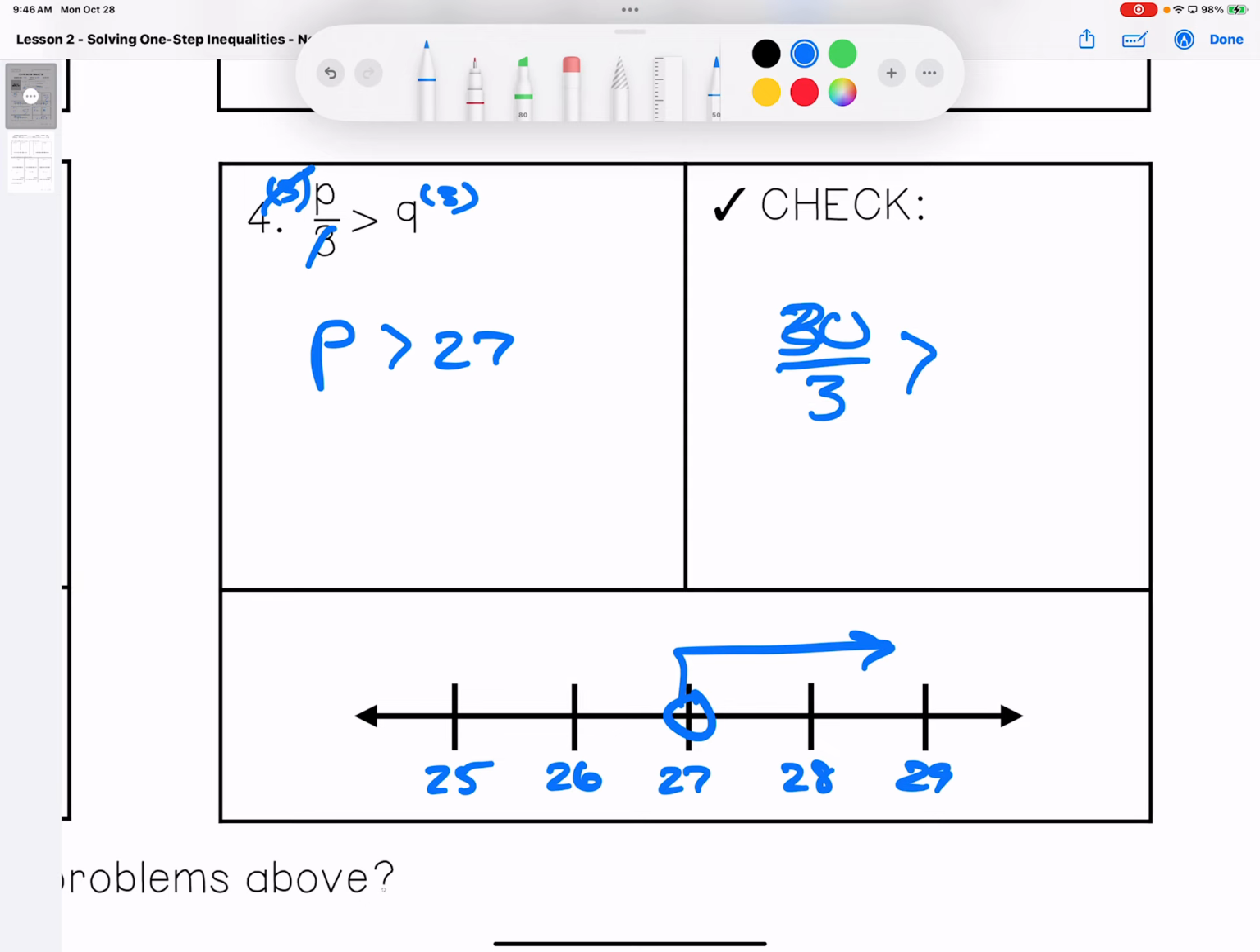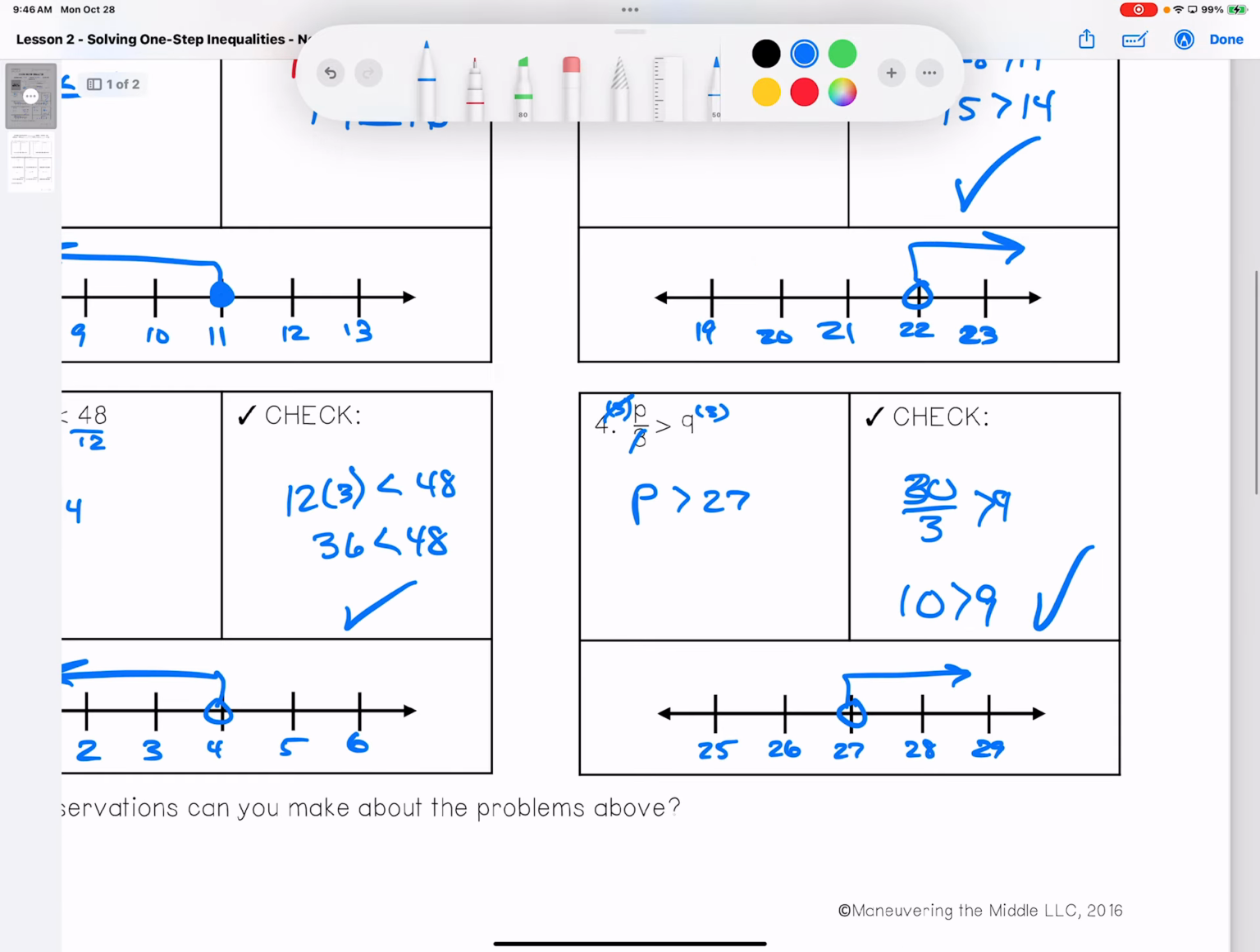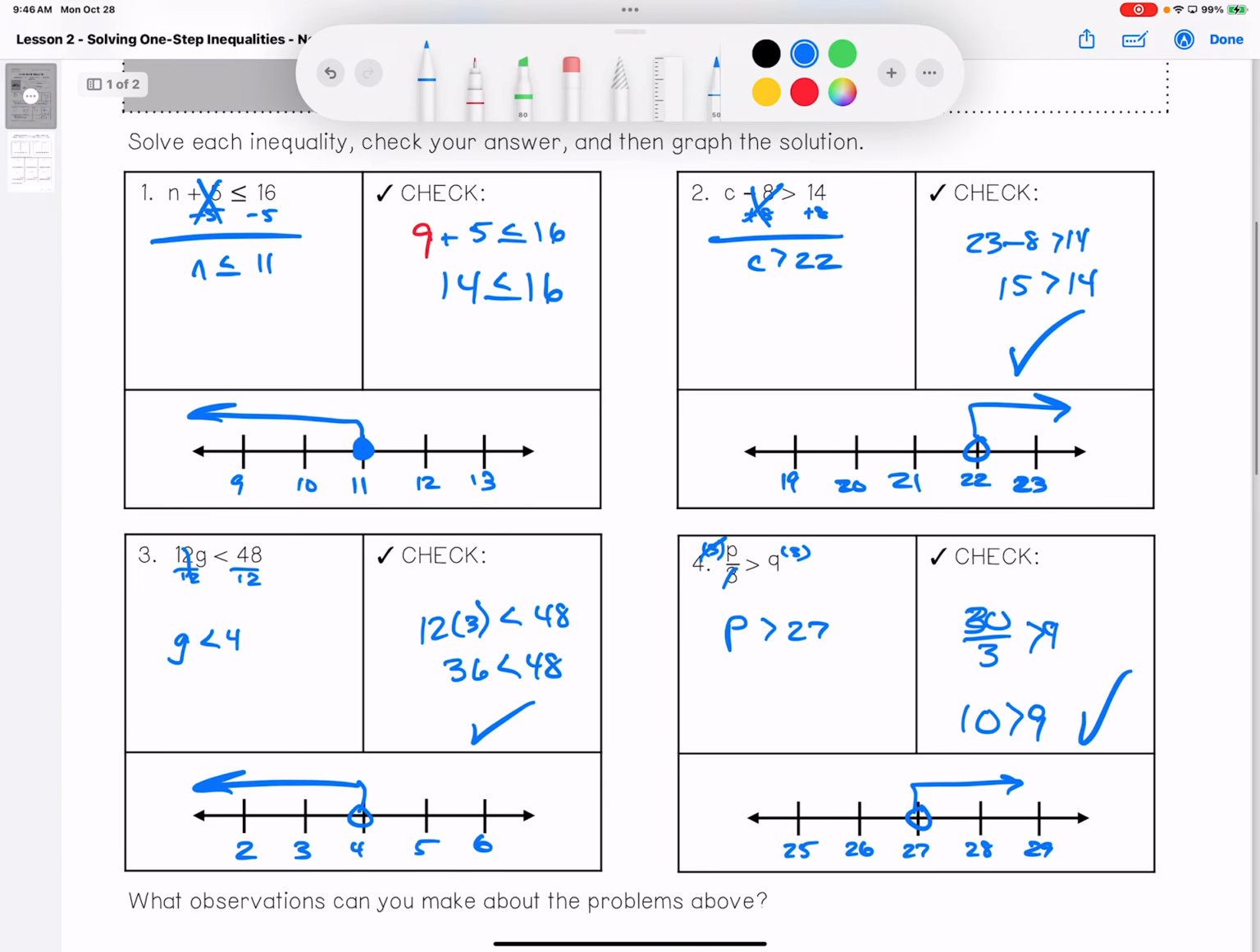30 over 3 is greater than 9. 30 over 3 is 10. Is 10 greater than 9? Check. It is. Why did I choose 30? Because I was dividing, and I wanted it to be simple, because I know 30 divided by 3 is 10. You could have chosen 28, but you would have gotten a decimal, and I just didn't want to deal with decimals. All right. I'm going to zoom out and give you just a second while I get me a drink to copy any of those.